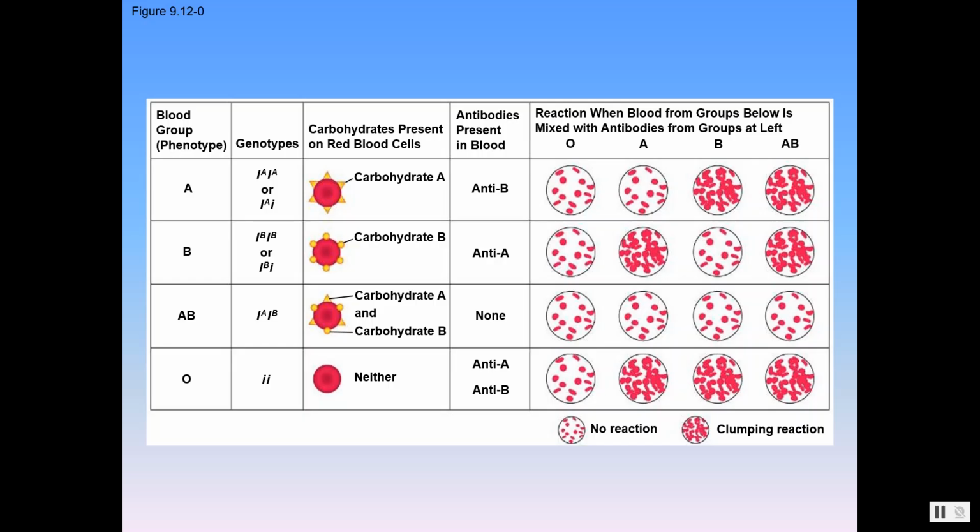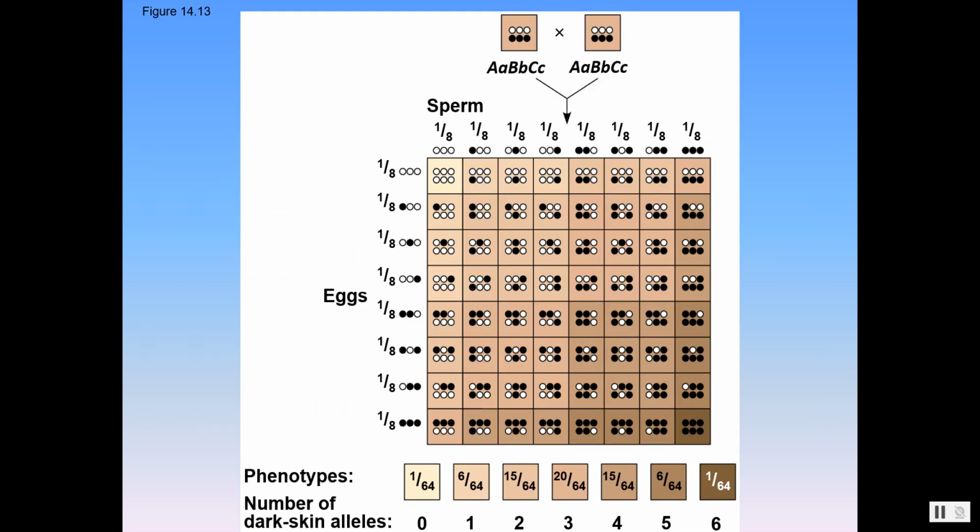Now, when we talk about blood typing, we have 2 possible carbohydrates. We have carbohydrate A and we have carbohydrate B. Carbohydrate A gives you A blood. Carbohydrate B gives you B blood. If you have A and B, that's the co-dominant condition, and you have type AB. If you have neither A nor B carbohydrates, you have type O blood. So this is a co-dominance situation.